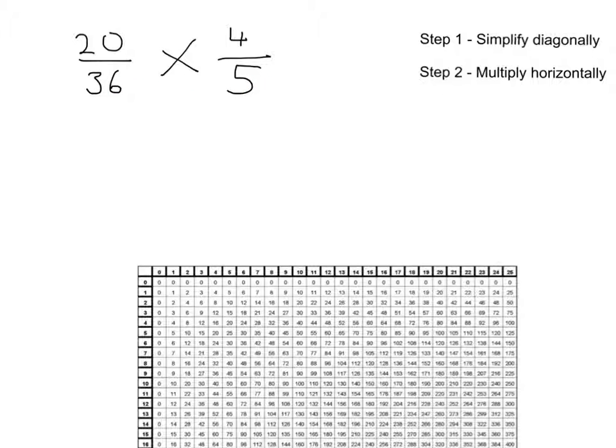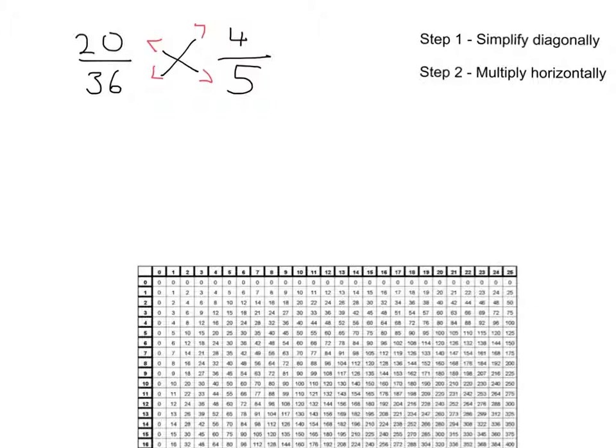Now, the actual multiplication sign is telling us which numbers to simplify. So you'll notice that there's an imaginary arrow pointing to opposite sides. So in this case, we need to simplify 20 and the number 5. In order to do that, we need to find one number that goes into the denominator and the numerator equally.